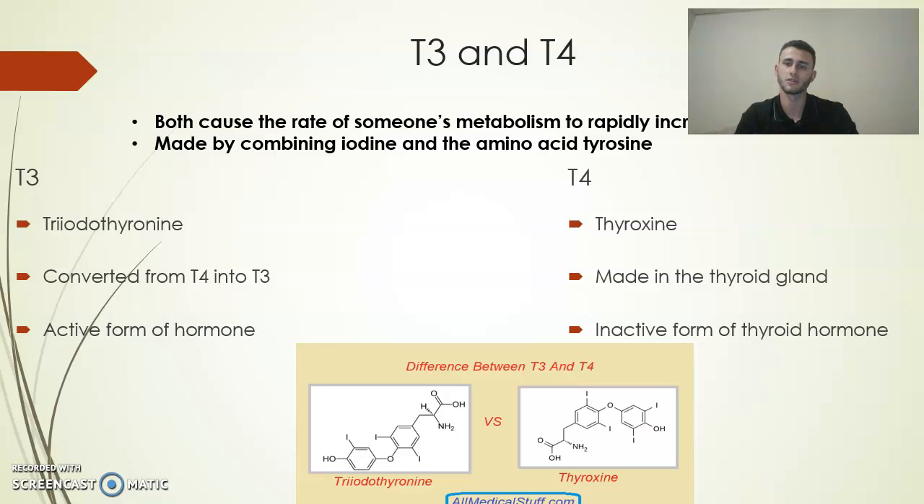Now, T4 is called thyroxine, and it is made in the thyroid gland, but it is the inactive form of the thyroid hormone itself. T3, though, is called triiodothyronine, and it is converted from T4 into T3 because T3 itself is the active form of the hormone. You can look at the bottom and see some differences in the makeup of it, based from allmedicalstuff.com, just showing a breakdown of how these two hormones are created and formed.